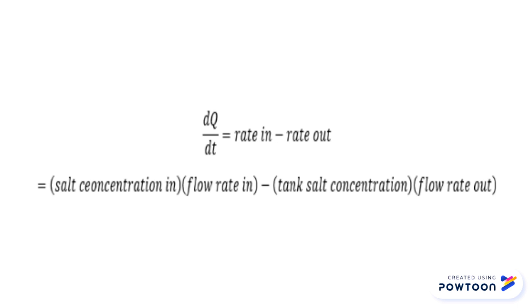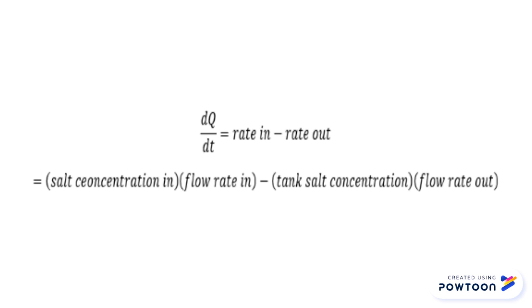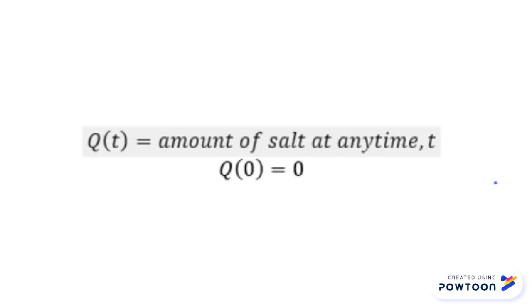Now we are going to solve the first question, which is to find the amount of salt at any time. We are going to represent the tank as dQ over dt, and to find dQ over dt, we have to use the formula rate in minus rate out. We are going to use salt concentration in times flow rate in, minus salt concentration times flow rate out. Here we are representing Q as the amount of salt at any time t.